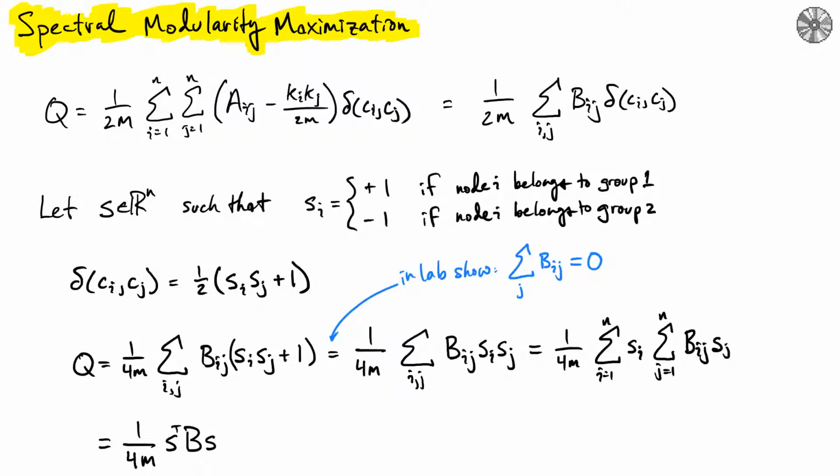In this video, I will walk you through the derivation for spectral modularity maximization. This is a nice analytic way of doing community detection using modularity. There's a number of other methods that use modularity for community detection, and then there are also methods that don't use modularity in order to find communities.